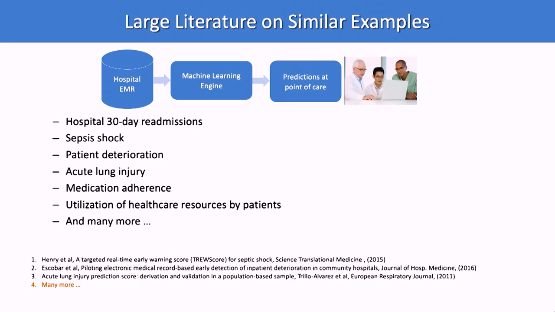outside the hospital too, like for medication adherence, in pharma or population health management. You want to increase adherence to medication, predict which patients are not going to take their meds, and then have some kind of intervention applied to them. So many other things. This list is massive. I only have some examples.